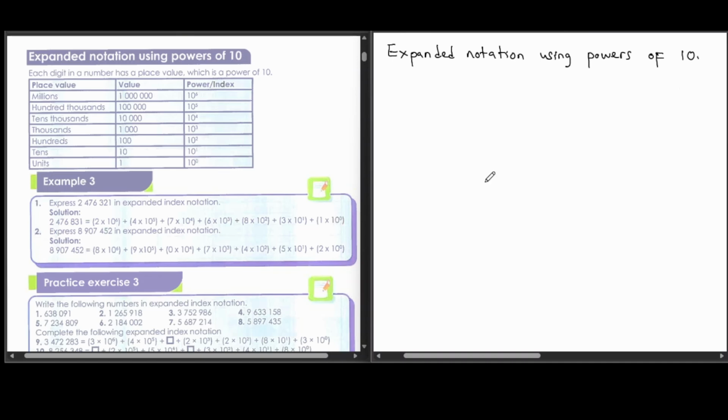Each digit in a number has a place value which is a power of 10. Is that understood? And let us look at our abacus again.